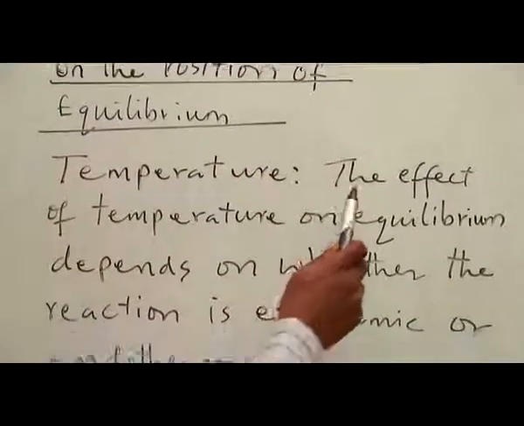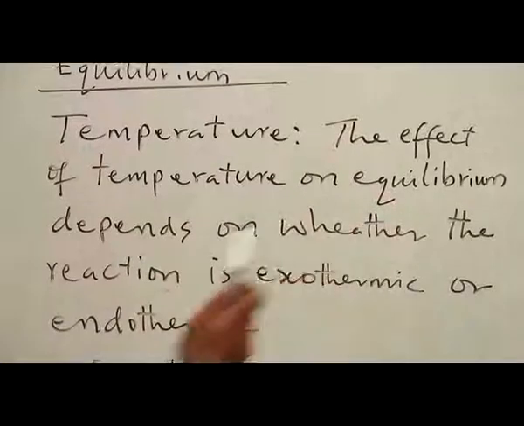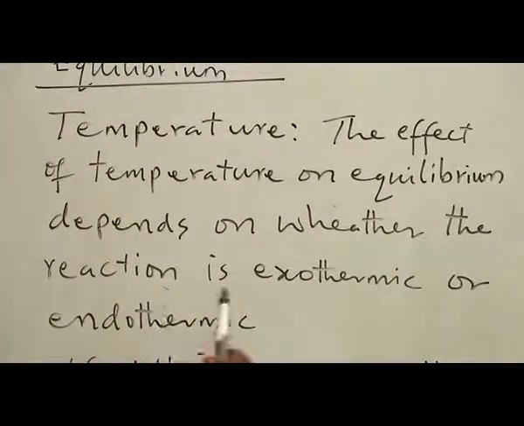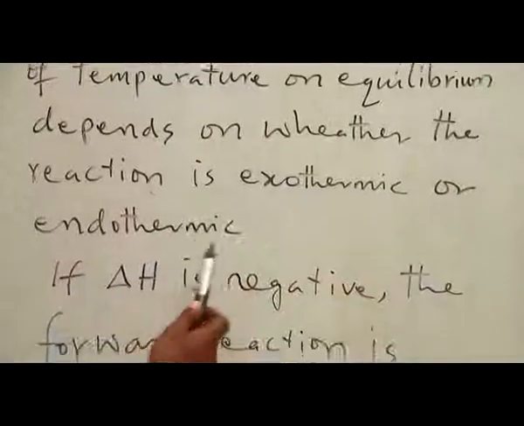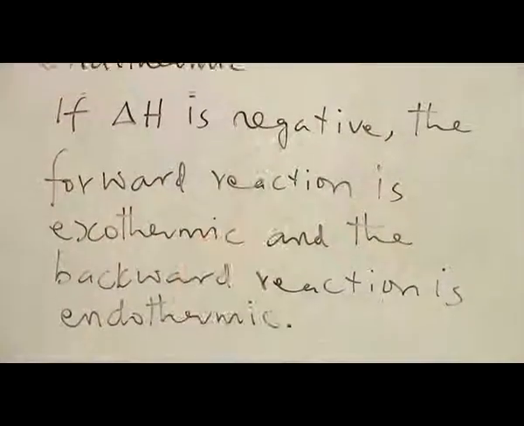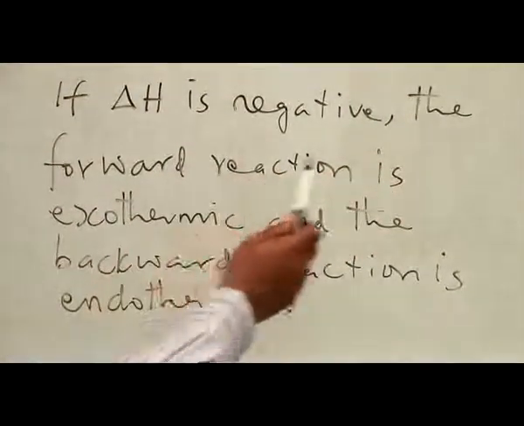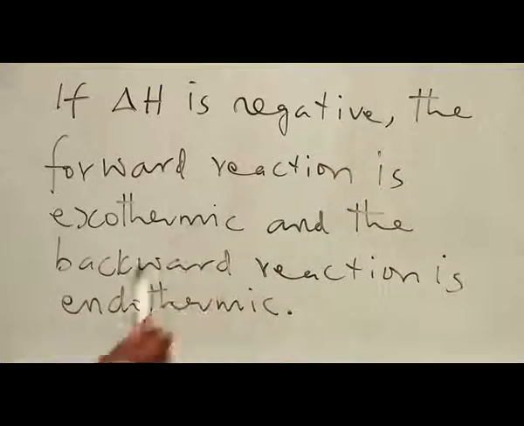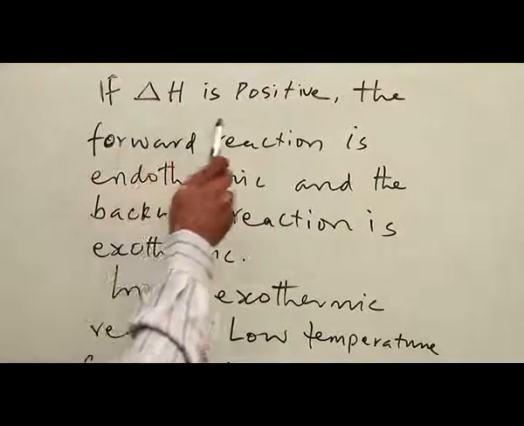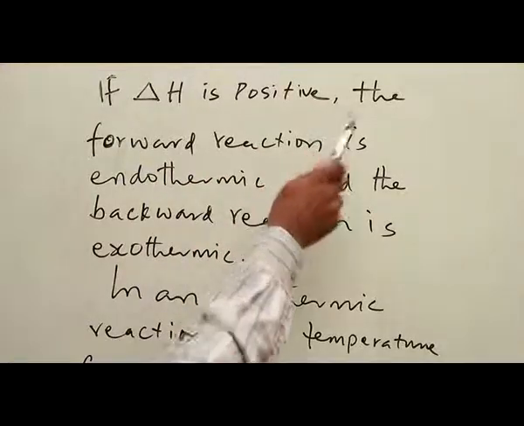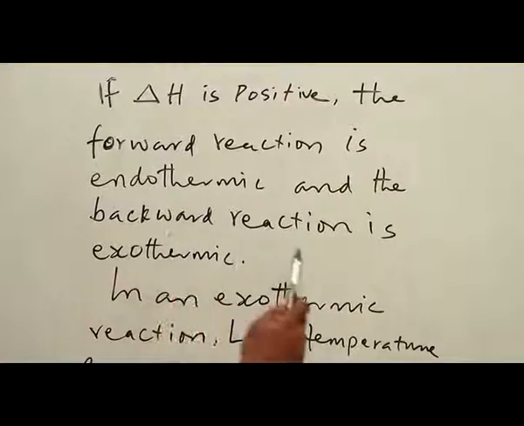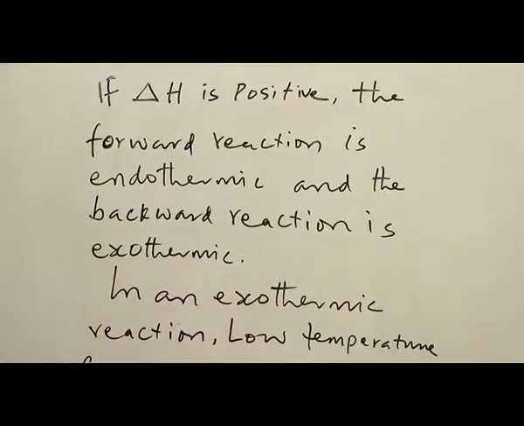Temperature. The effect of temperature on equilibrium depends on whether the reaction is exothermic or endothermic. If delta H is negative, the forward reaction is exothermic and the backward reaction is endothermic. If delta H is positive, the forward reaction is endothermic and the backward reaction is exothermic.